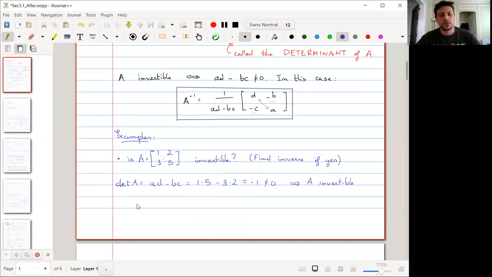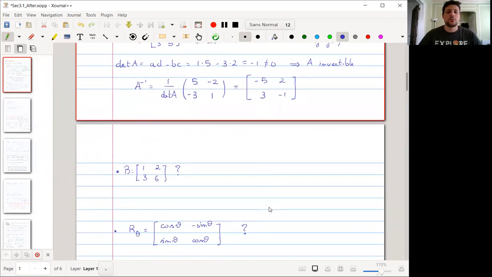Let's now compute the inverse of A. A inverse is 1 over the determinant of A, by the formula above, times what I get by switching the entries on the main diagonal and changing signs to the entries on the off diagonal. If I want to complete this, remember that the determinant of A is equal to minus 1 in this case, so my final answer will be -5, 2, 3, and -1. The determinant flips the signs.